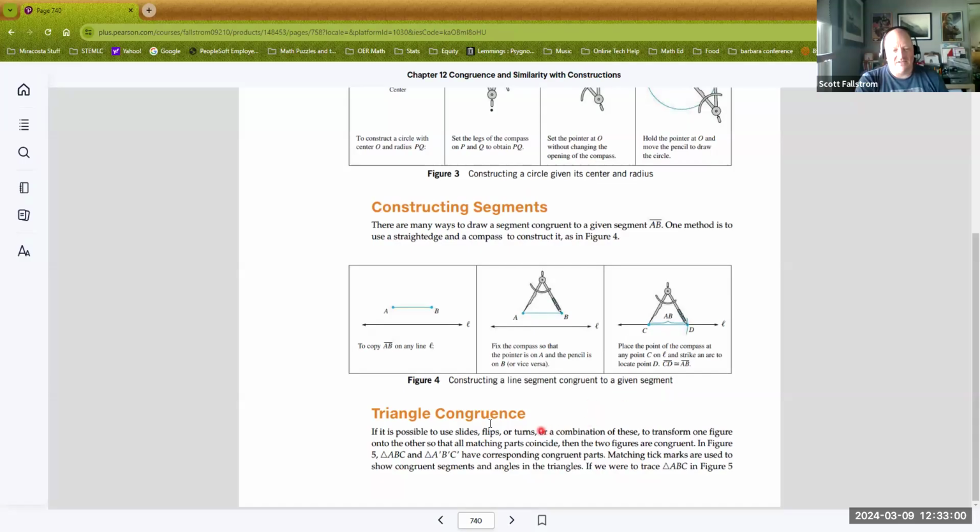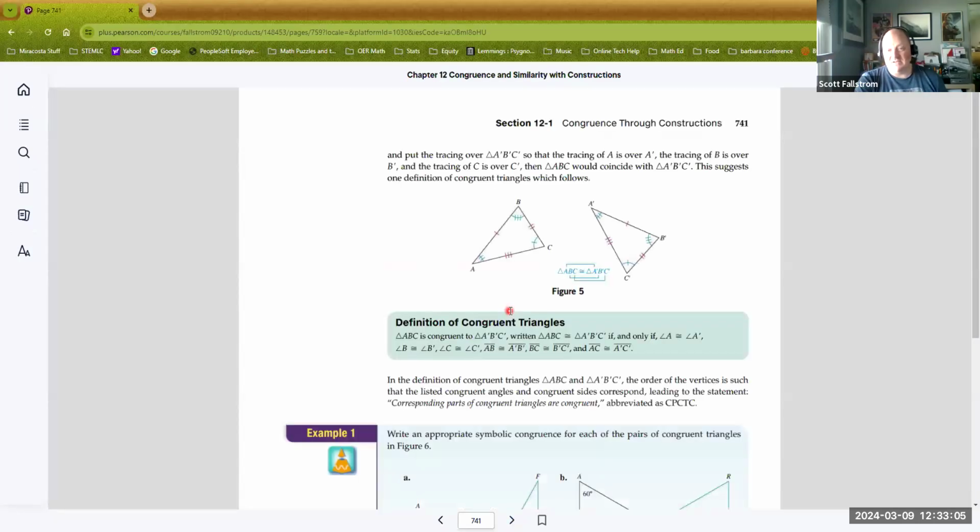I want to get through a couple other pieces, and we're going to talk about triangle congruence, which again uses these pieces that we've got here.